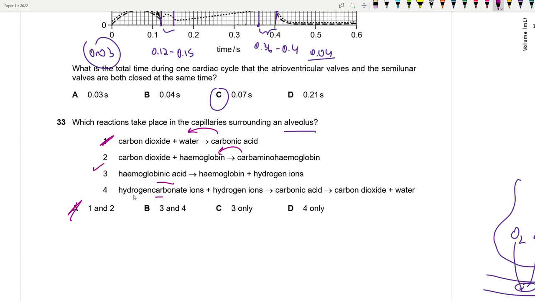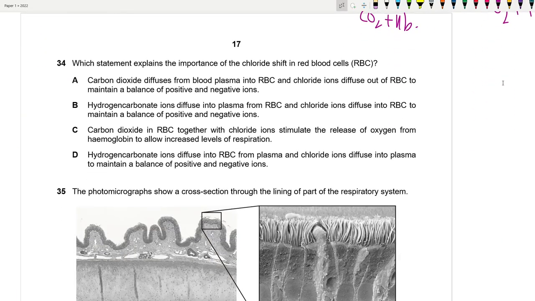And number 4, hydrogen carbonate ions plus hydrogen. Oh yeah, H plus plus HCO3 minus does form H2CO3, which again forms H2O plus CO2. This is correct. 3 and 4 are in fact correct. 33 is B. Good question. Last ones.